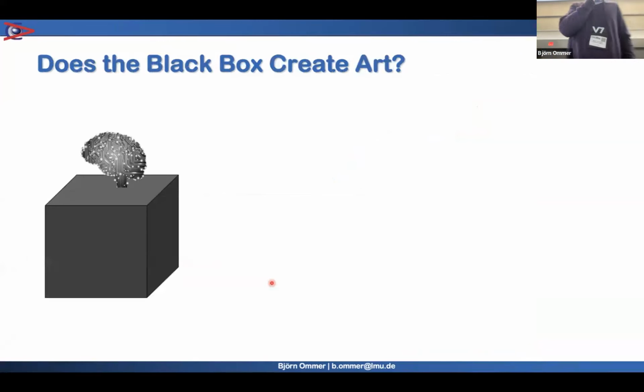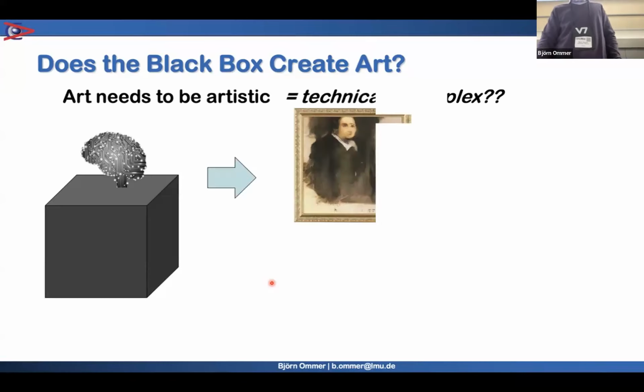Good. Let me try to wrap up here and make a few statements, which I believe are pretty much nicely placed at this particular workshop, on whether this black box that we've been looking at, our generative AI, can actually create art. It's this digital brain in a box, so to speak, creating art.